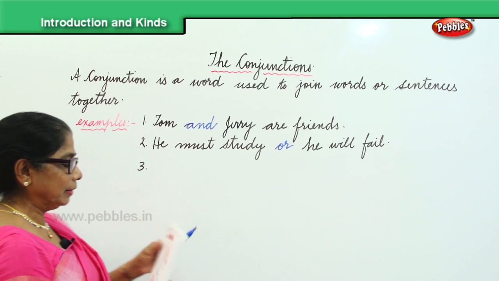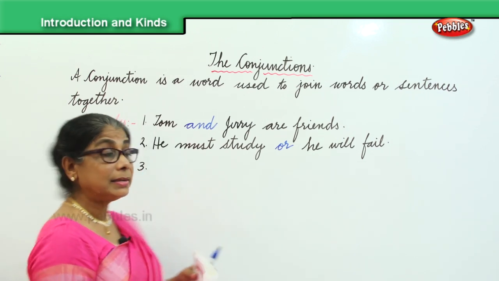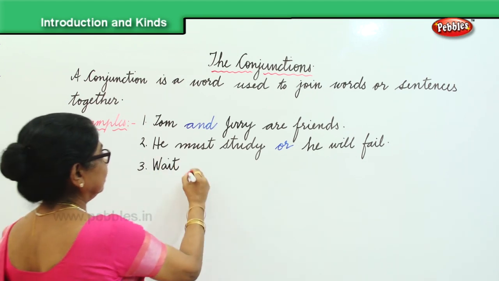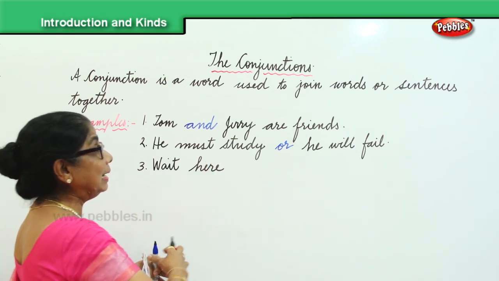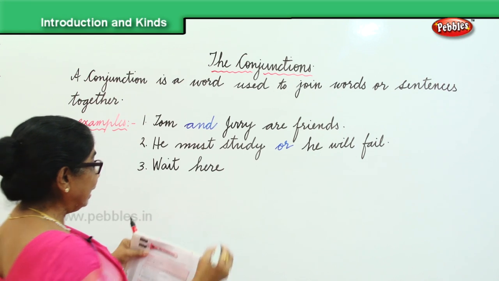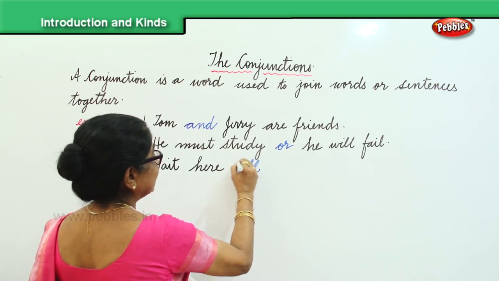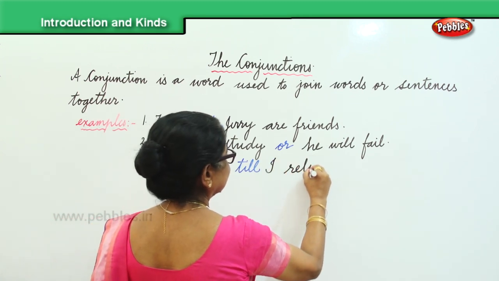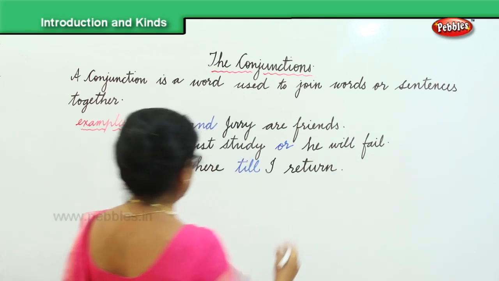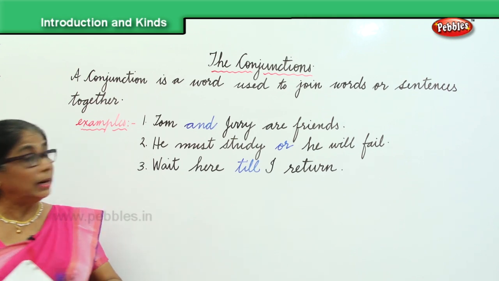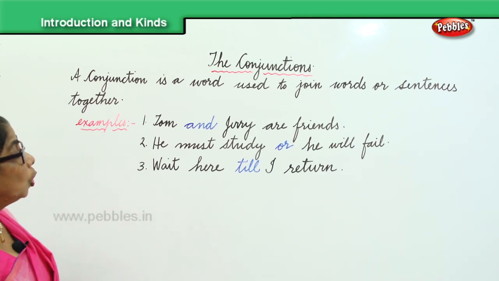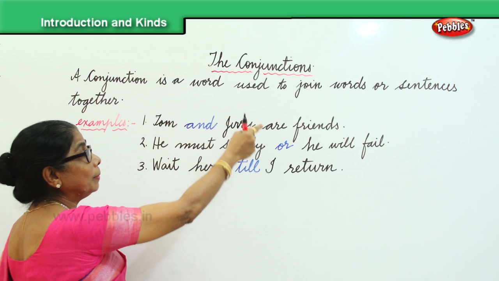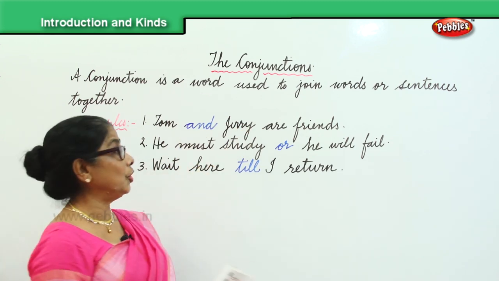The next sentence here we have is, wait here till I return. The conjunction here is till. Wait here till I return. Now, the words and, or, till, all these are joining. Tom and Jerry, two words we have joined here.